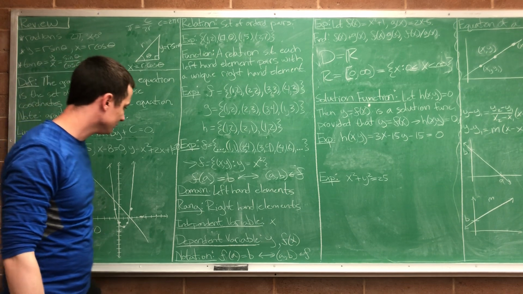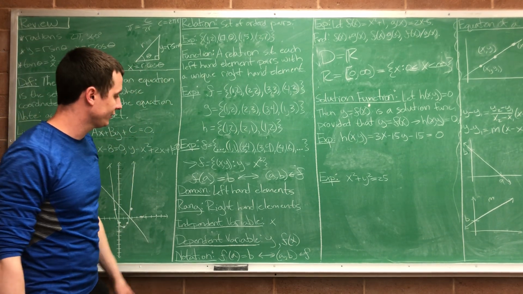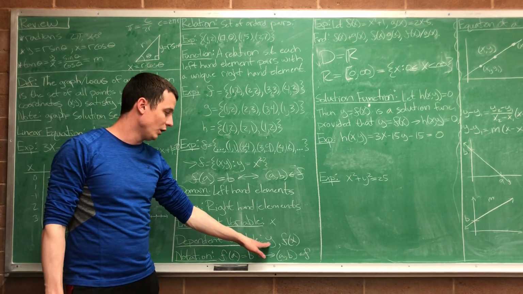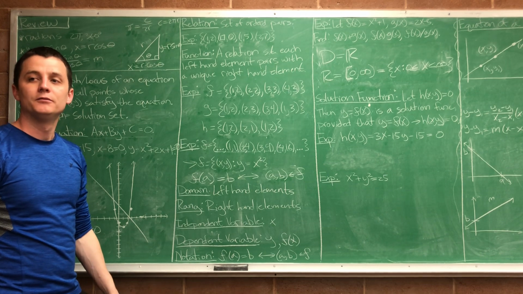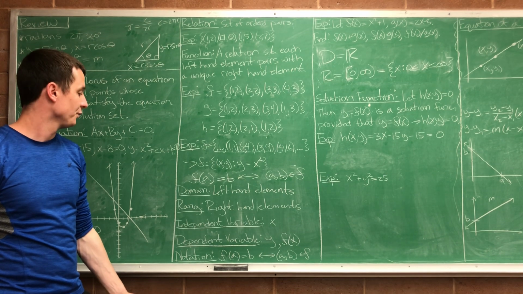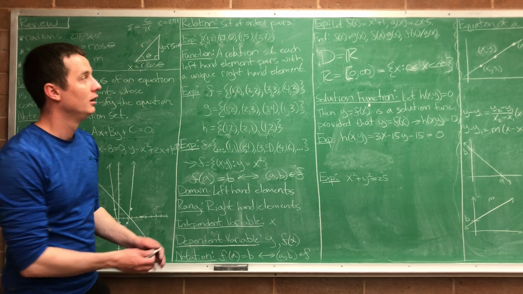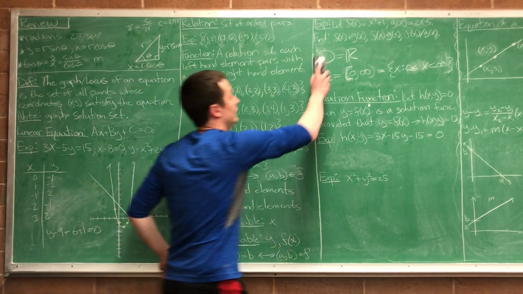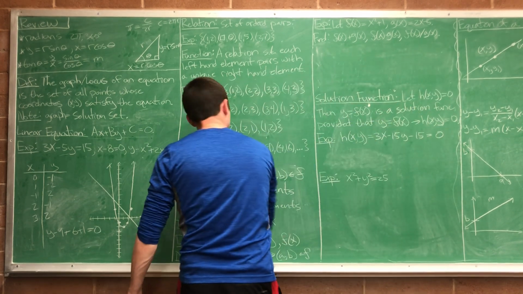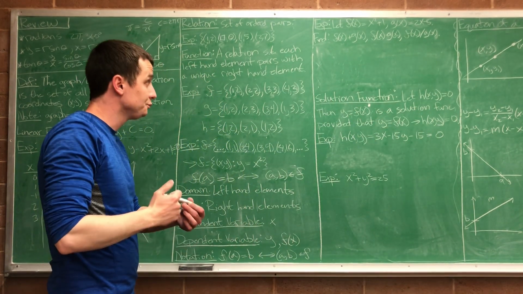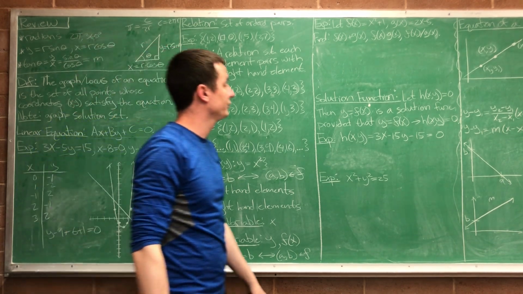Domain, range. Independent variable: we call x the independent variable, and we call y, or f of x, the dependent variable. Good? And we already talked about that notation. If that's all clear, then we'll move on to some examples of multiplying, adding, and dividing functions.